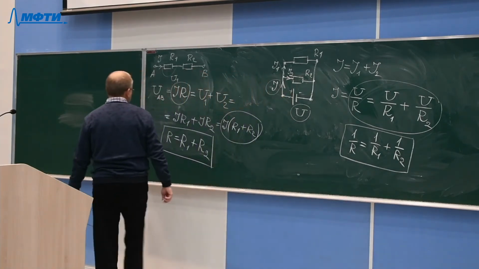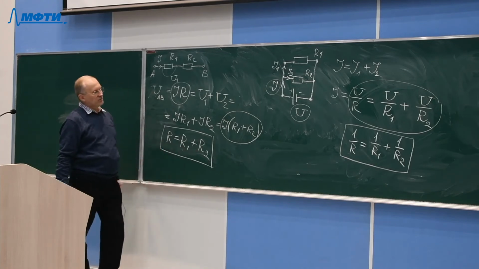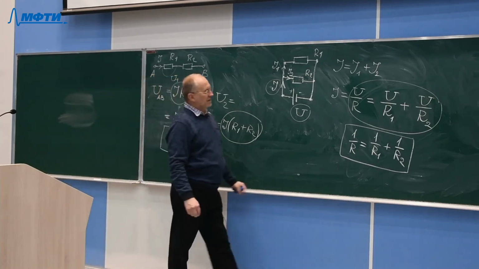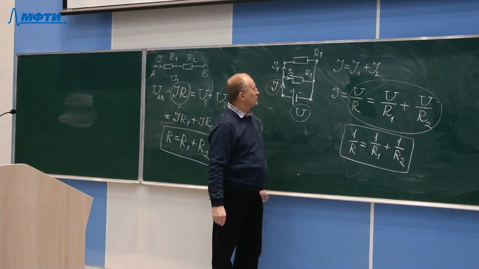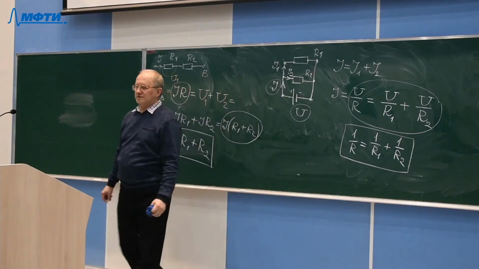So if resistors are connected in series, we have this formula. If resistors are connected in parallel, we have this formula to calculate the total resistance in this circuit.